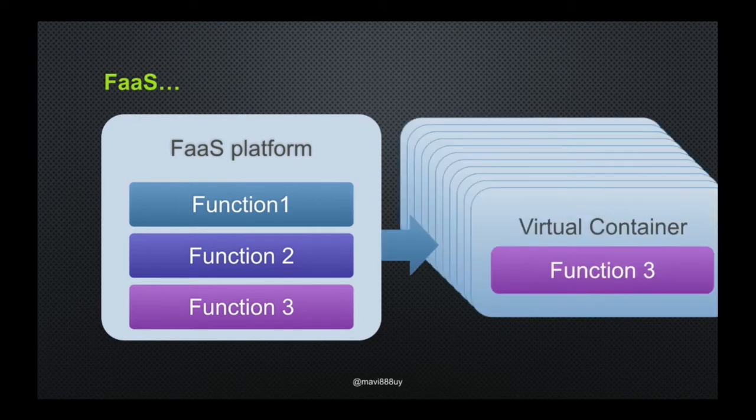So if you have 1,000 requests, you will have 1,000 virtual containers in parallel. If you have 1,001, you will have 1,001 parallel virtual containers. So you're always provisioning the right amount of containers. You are not under-provisioning, you are not over-provisioning. You are always at the right amount.